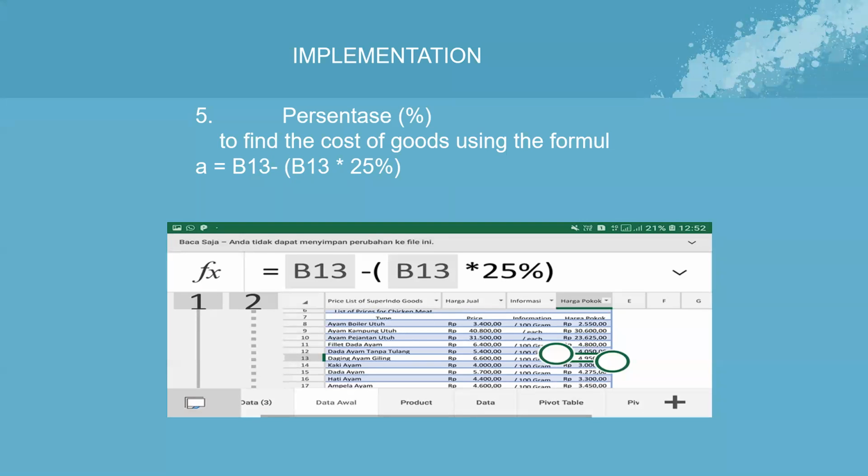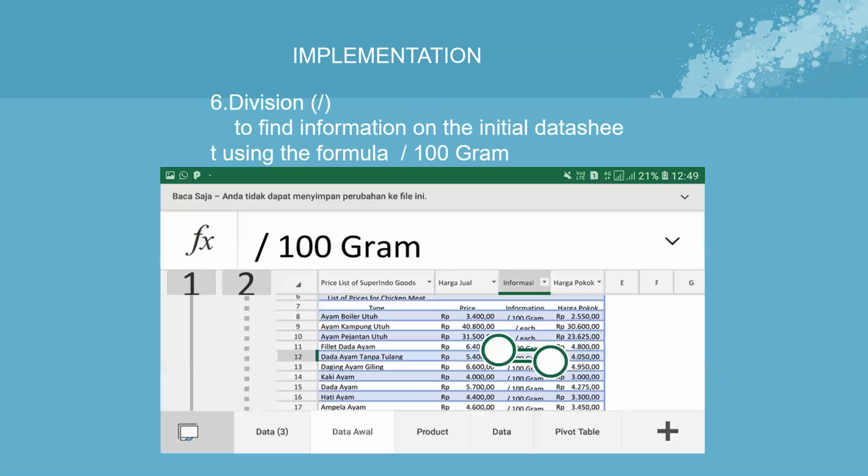Okay, thanks to Gemma Akbar Ramadan who has explained the implementations that we have used. The next implementation is number 5, percentage. Percentage is used to find the cost of goods using the formula B13 minus B13 multiply 25%. And the next implementation is division, to find the information of the initial data sheet using the formula division 100 gram.